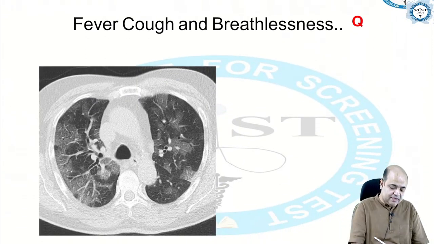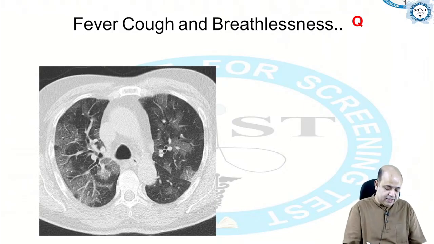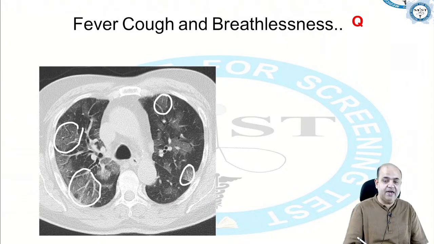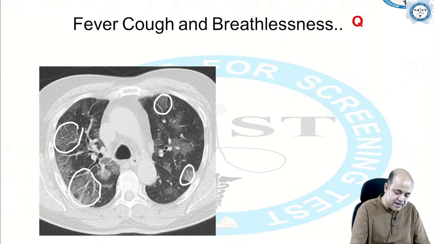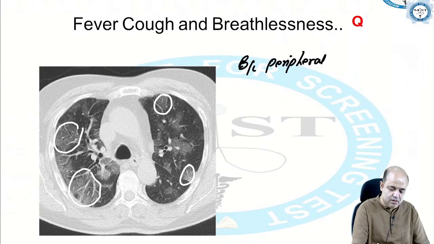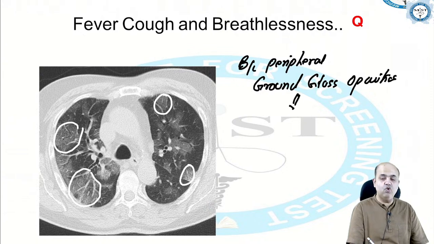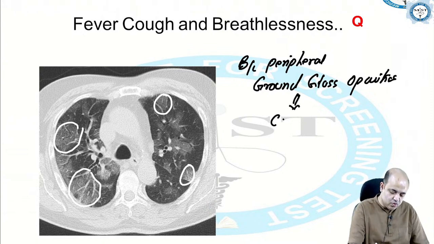Fever, cough and breathlessness, it could be a consolidation, but what we are seeing here is ground glass opacities. We are seeing the ground glass opacities in the bilateral lower lobes. Bilateral, peripheral ground glass opacities. What does this indicate? This indicates COVID pneumonia.